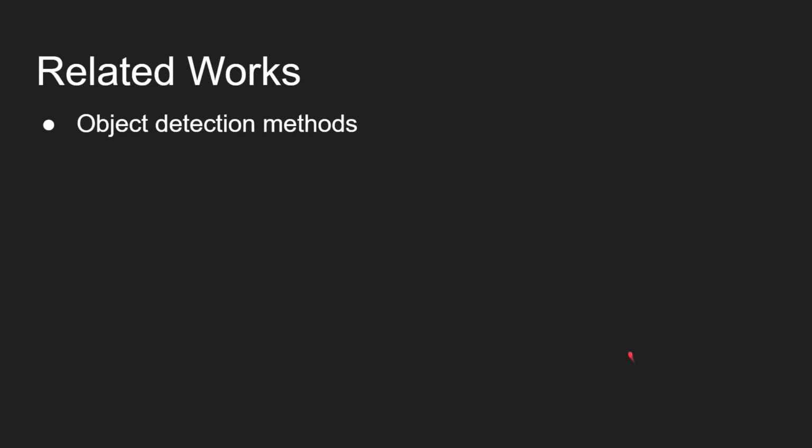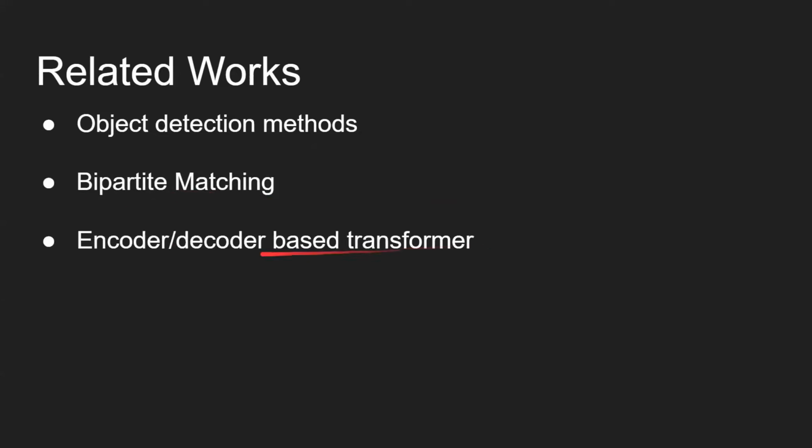And quickly, I'm going to just go over some related works. I'll cover a little bit of previous object detection methods. I'll cover the bipartite matching and how it's achieved. And of course, this is based on a transformer. This is kind of just a reference.